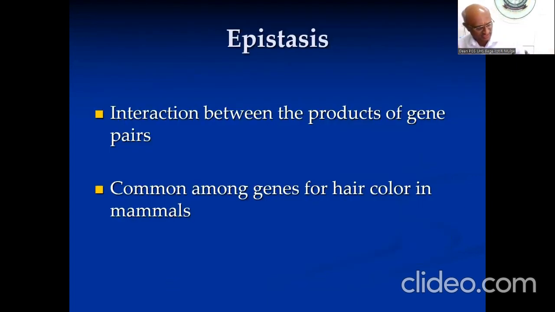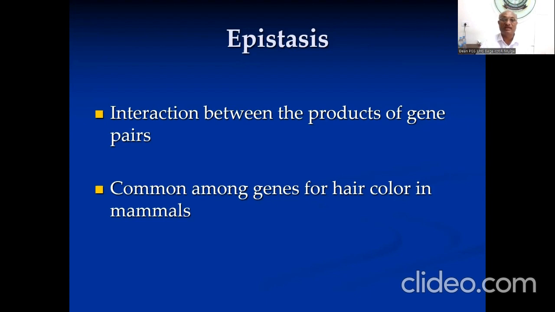Some kind of intra-allelic interactions. You said it: same locus, alleles, how they are interacting. Now this epistasis is not the same locus. It is two different genes. How there is interaction: the interaction between the products of gene pairs, the two different genes, how they are interacting.